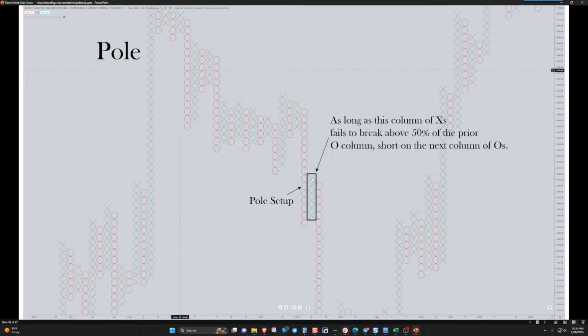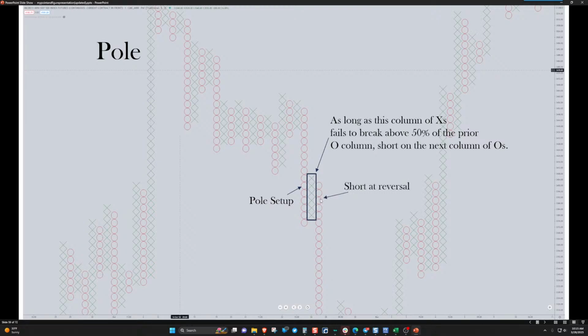But what doesn't it do? It doesn't move to 50%. It doesn't move above 50% of the range of this column of O's. Instead, it reversed again. And the entry there is right on the 3-box reversal.